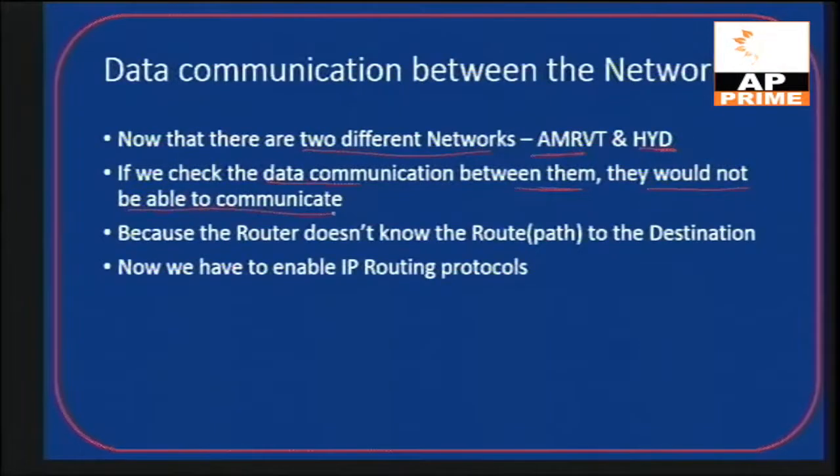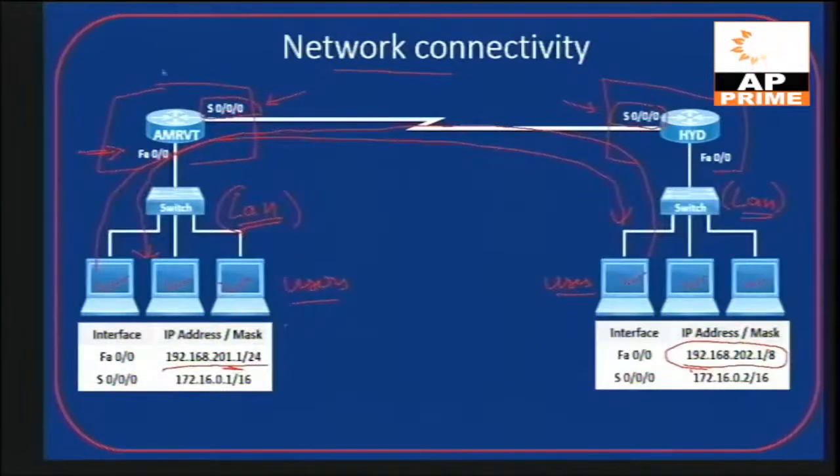Already we have checked that just now, because the router does not know the path or the route to reach the destination. So now what we have to do is configure the routers and then enable the routing protocols. When we enable the routing protocols on these routers, the router would forward the request from the local network. Once we configure these two routers with the routing protocols, then the data from one network would be allowed to go to the remote network and vice versa. This would happen only when routing is enabled on these respective routers.